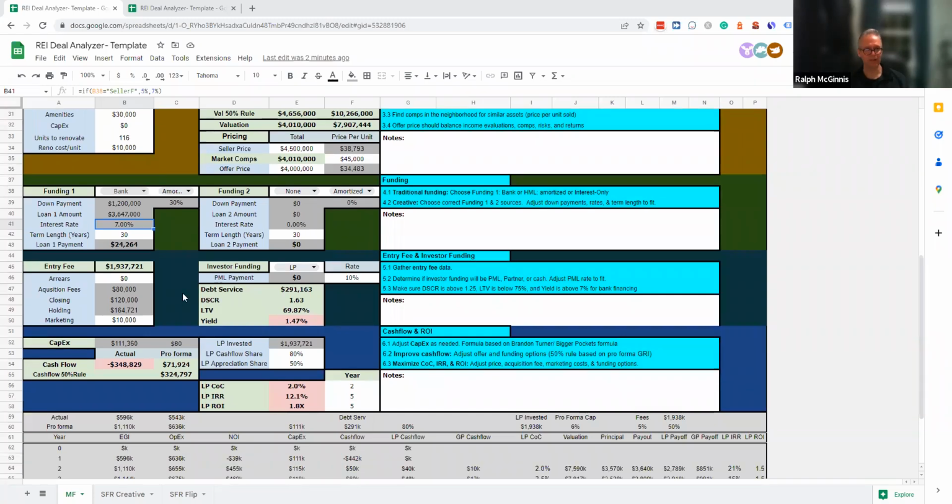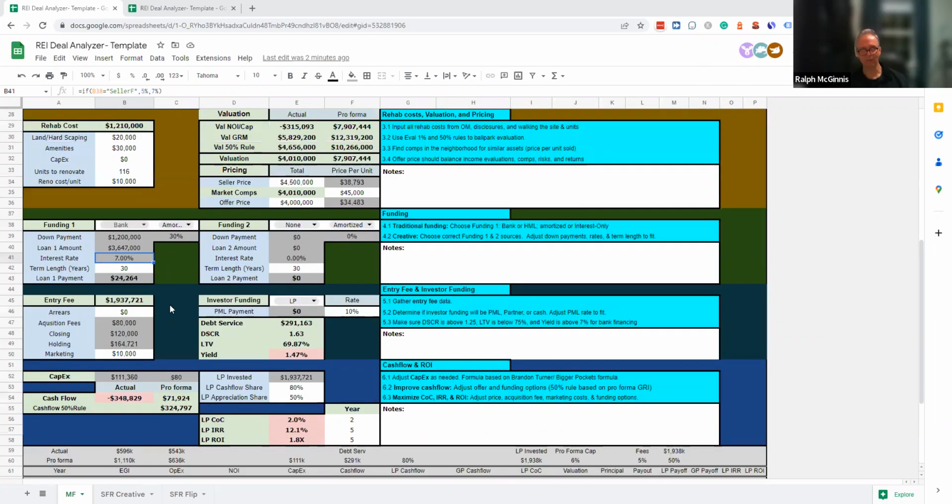So now moving on to the next set of funding, the next section, which is entry fee and investor funding. Entry fee means after your funding 1 and funding 2, what do you have left that you've got to pay out of pocket, right? You've got to come up with this money somehow because it was not included in your funding 1 and potentially funding 2. So in this case, I see the entry fee is 1.9 mil. After all is said and done, I need to come up with 1.9 mil to make this project work. That covers whatever is left of the purchase price and whatever is left of rehab, closing costs, acquisition costs, all the stuff that it takes to make this deal happen.